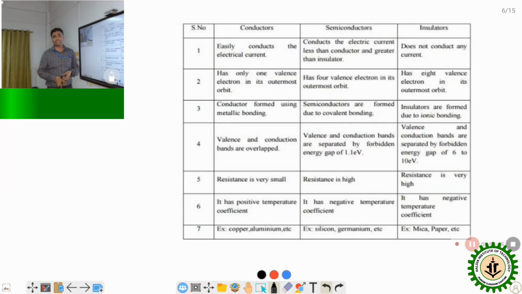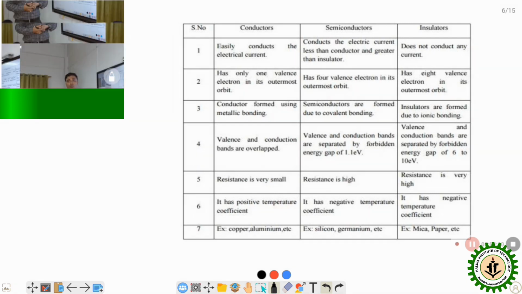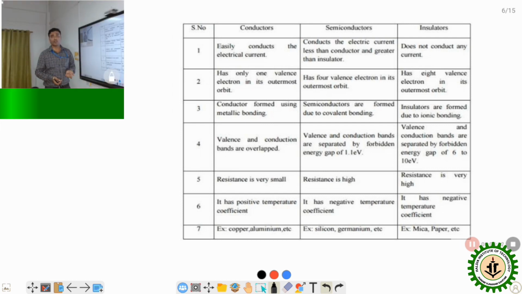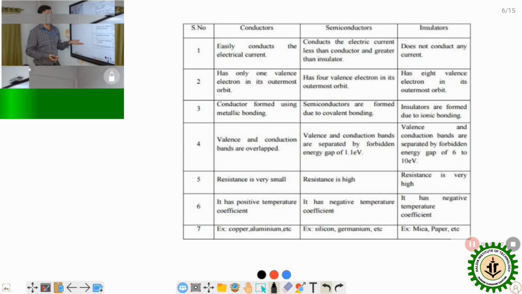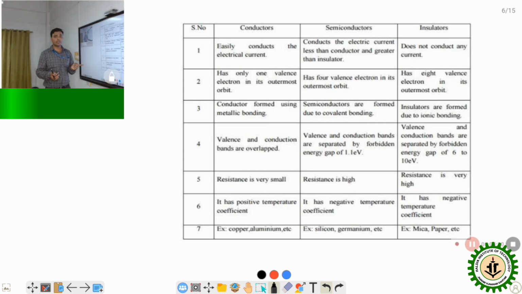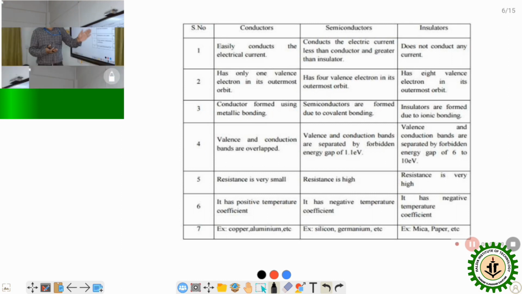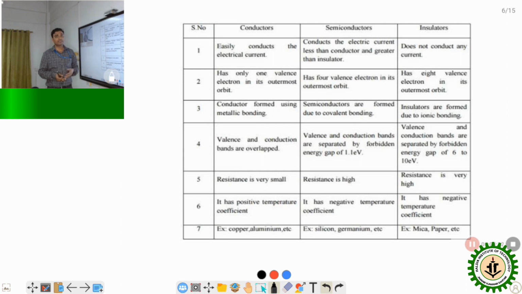As we know, resistivity and conductivity are inversely proportional. So resistivity low means conductivity high, as in the case of a conductor. In the case of a semiconductor, it is in between the conductor and the insulator. For an insulator, the resistivity is very high compared to that of a conductor and semiconductor. That's why its conductivity is low compared to that of a conductor and semiconductor.